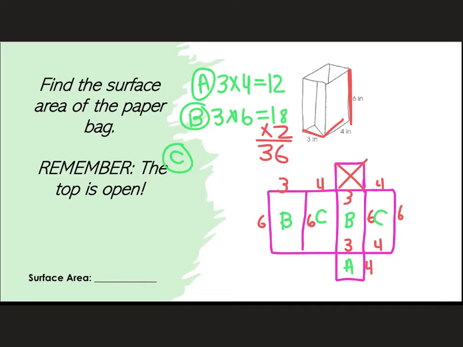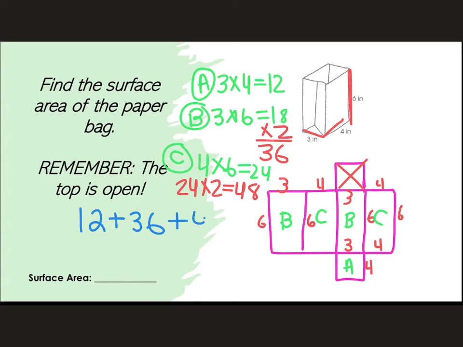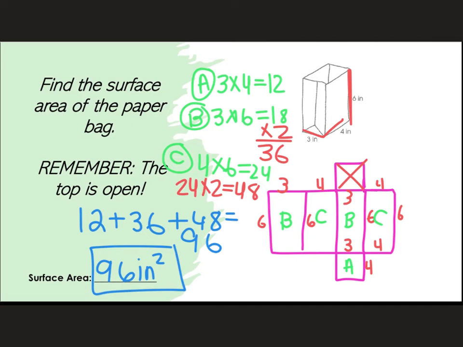Shape C was our 4 by 6. 4 times 6 is 24, but I have two shape C's, so 24 times 2 would be 48. Last but not least, add our important numbers, which are 12, 36, and 48. When you add those together, you should get 96. Put your units on it, which would be inches squared.